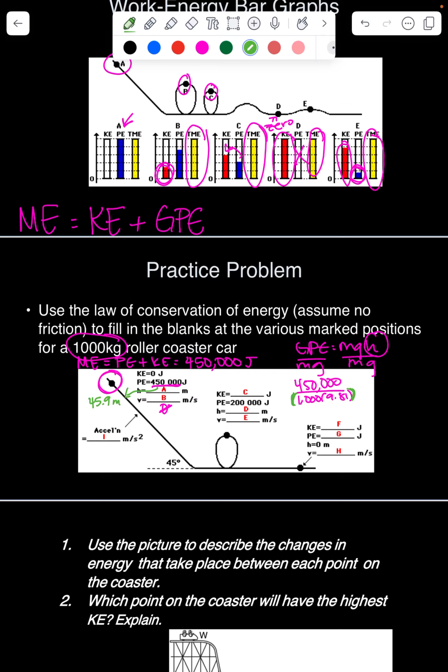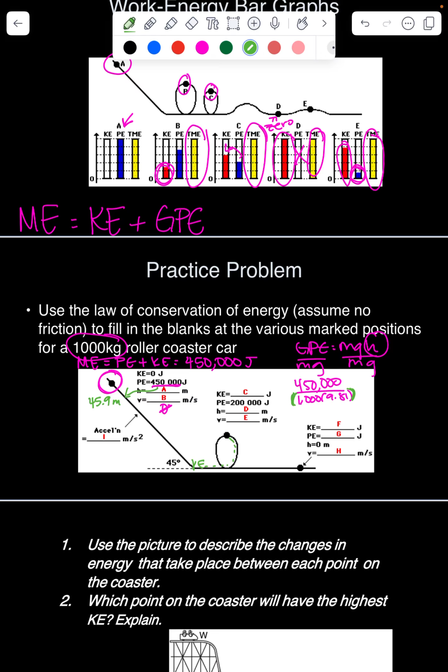45.9 meters. All right, so that is at a height of 45.9 meters. So it goes down the hill. We know that all of that has been turned into kinetic energy down here. And then we're going to keep going. We're going over the loop. All right, that loop, we have both kinetic and potential.